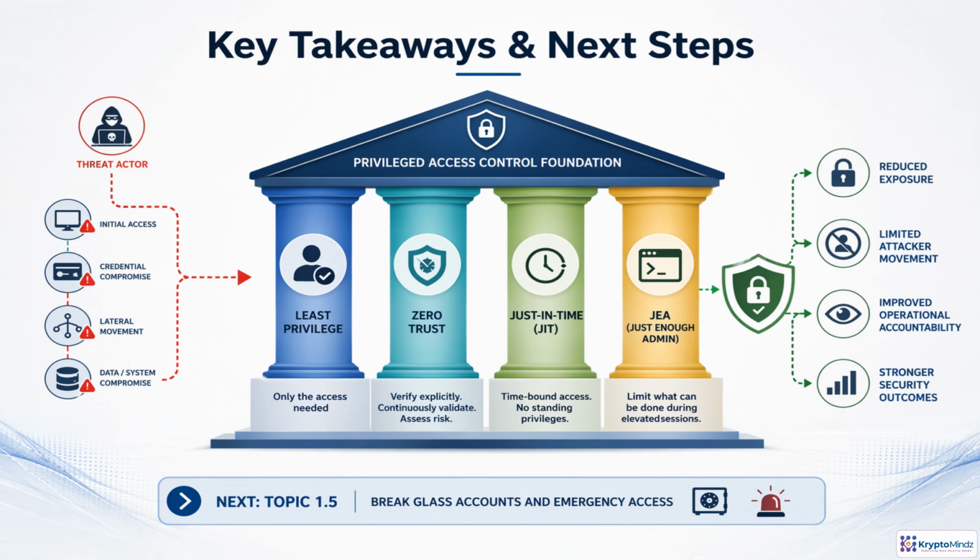Modern privileged access control rests on 4 ideas: give only necessary access, verify every request, remove standing privilege, and constrain elevated actions. Together, least privilege, zero trust, JIT, and JEA reduce exposure, limit attacker movement, and improve accountability. Next, we'll look at break glass accounts and how to preserve emergency access without weakening these controls.